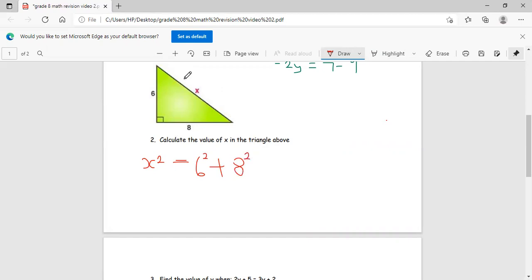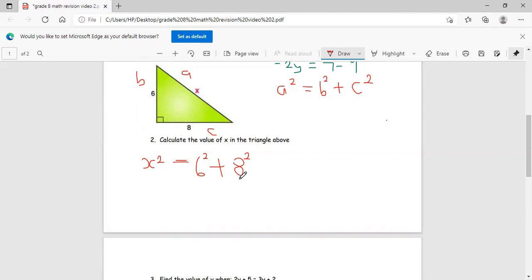The general formula is, if this is A, this is B and this is C, A squared is equal to B squared plus C squared. You can see that A is the longest side. So the square of that side is the same as the addition of the squares of the other two sides. And that is what I have here.